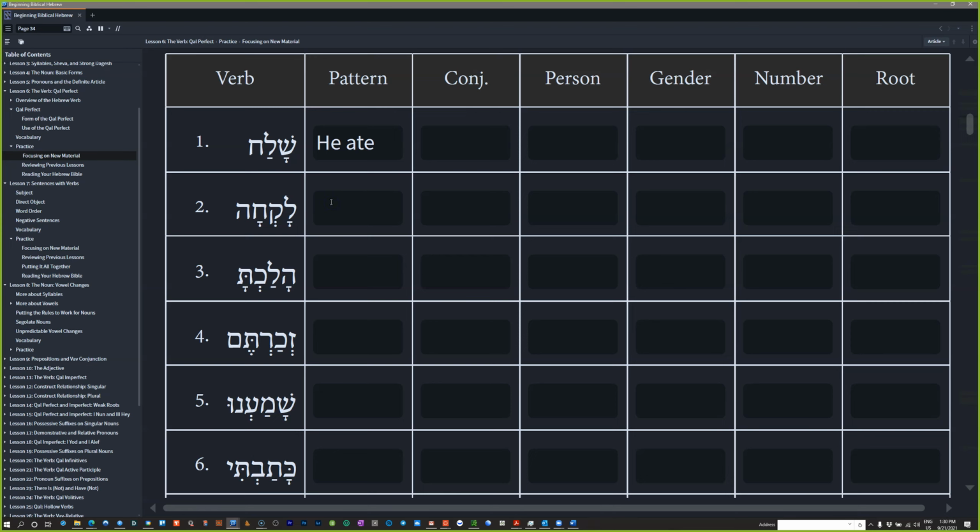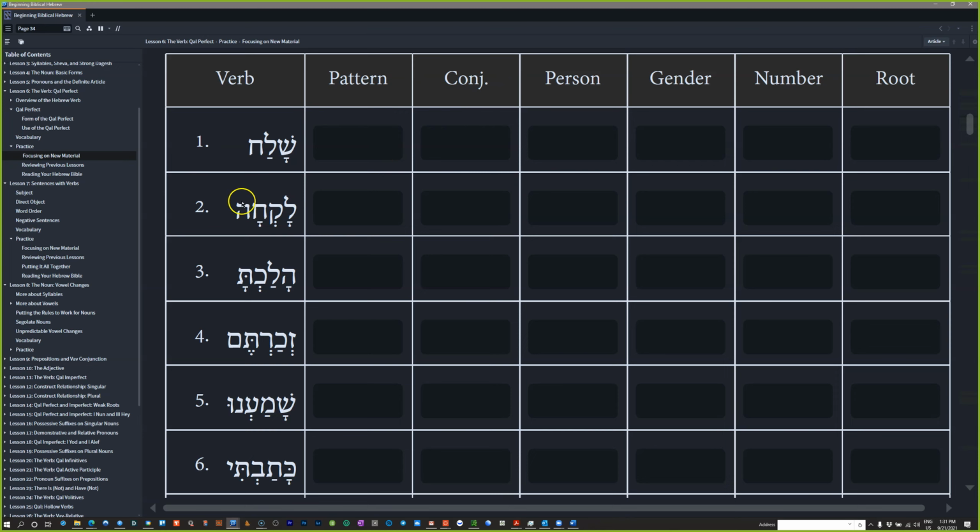So he ate, he has eaten, or we could do something like the pluperfect or the past perfect, he had eaten. All of those communicate action that is completed. So that's the basic idea with the Qal Perfect. It's active. That means that the subject is actually doing it. It's not like I was eaten, that would be passive, but the subject is doing the action, I ate. And of course, it's completed, so we often use the past tense. That's the only thing we've learned so far.